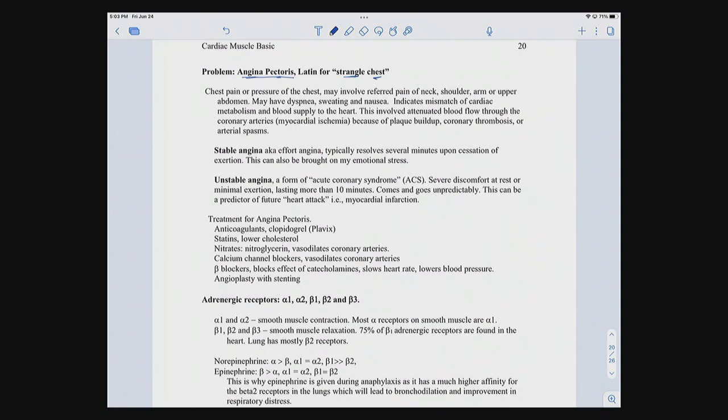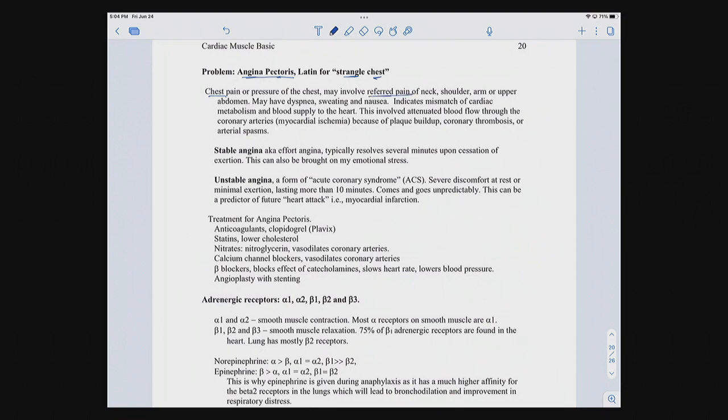And what it involves as far as symptoms are concerned is the patient is going to experience a pressure or tightness of the chest. It may involve chest pain itself. The pain may not only be associated with the chest, but it may be associated with neck or shoulder or arm or upper abdomen. When that happens, that is called referred pain.